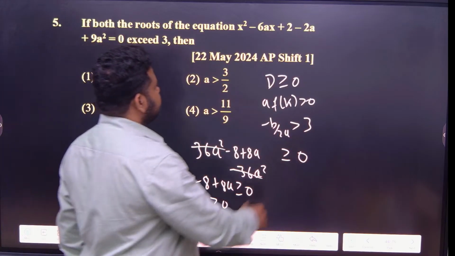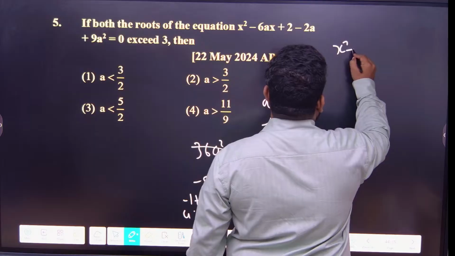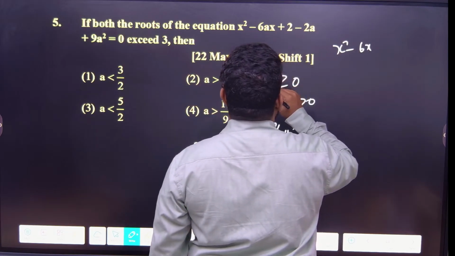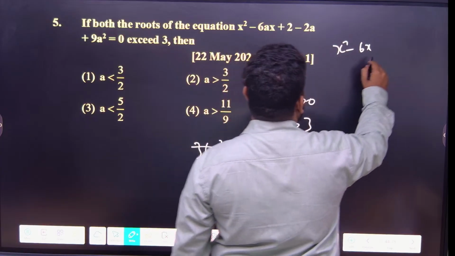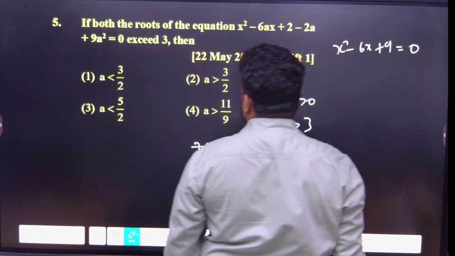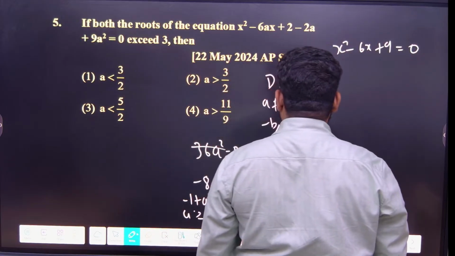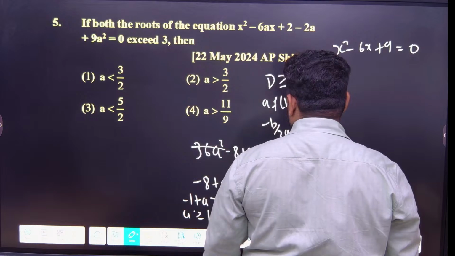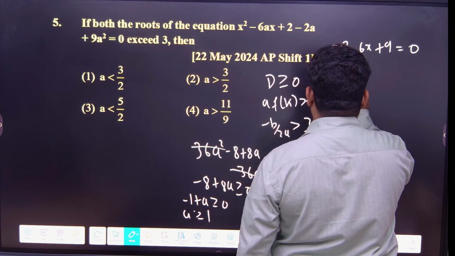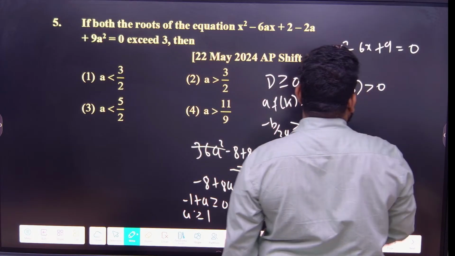So this quadratic equation will become what? X square minus 6x. What is this? 2 minus 2 will become 0 plus 9a square will become plus 9, is equal to 0. We got the quadratic equation. Now second thing is what? A into f of k. A is what here? 1. So a into f of k is f of 3 is greater than 0. F of 3 is greater than 0.